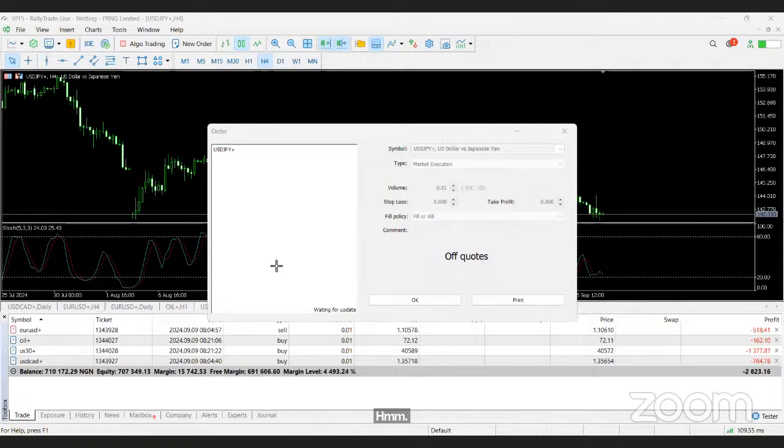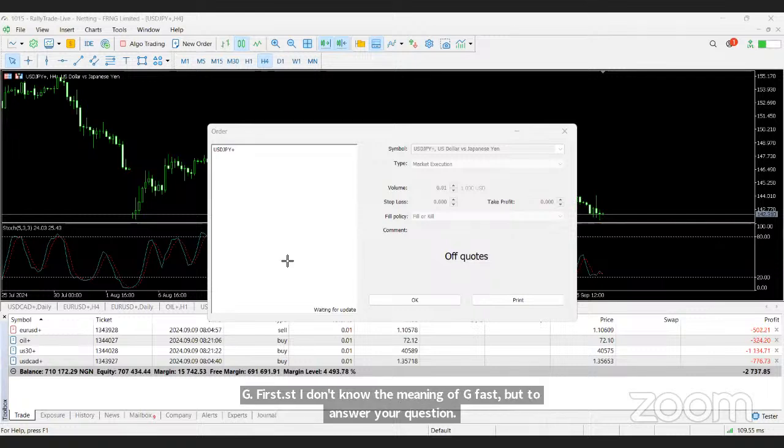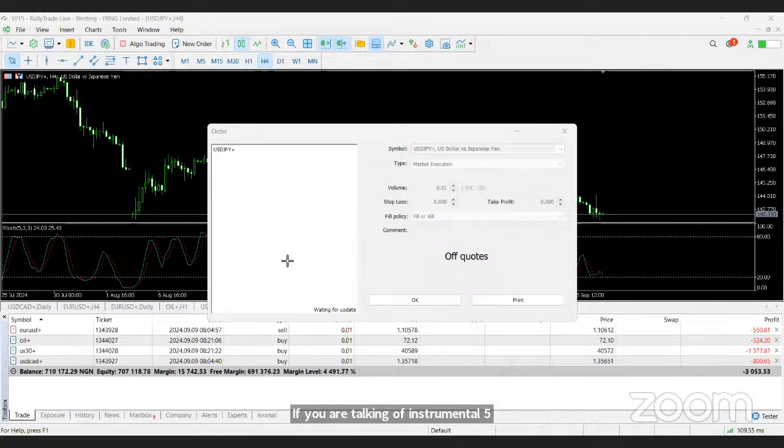I don't know the meaning of Moto G fast, but to answer your question, if you are talking of instruments, I've mentioned five. I mentioned USD CAD, Euro USD, crude oil, US 30, and USDJPY. Those are the instruments that I've mentioned this morning that you can trade on. And of course, my trade is open on the screen. You can see the direction I'm trading, so you can follow, if you're interested.